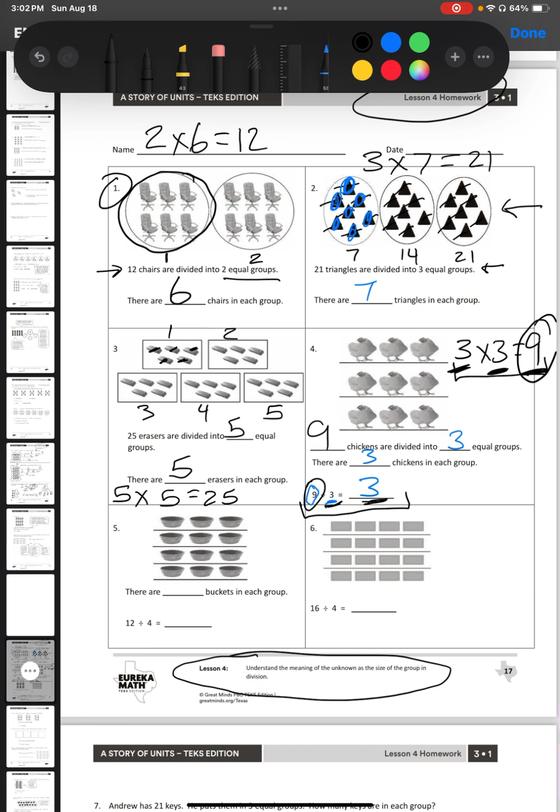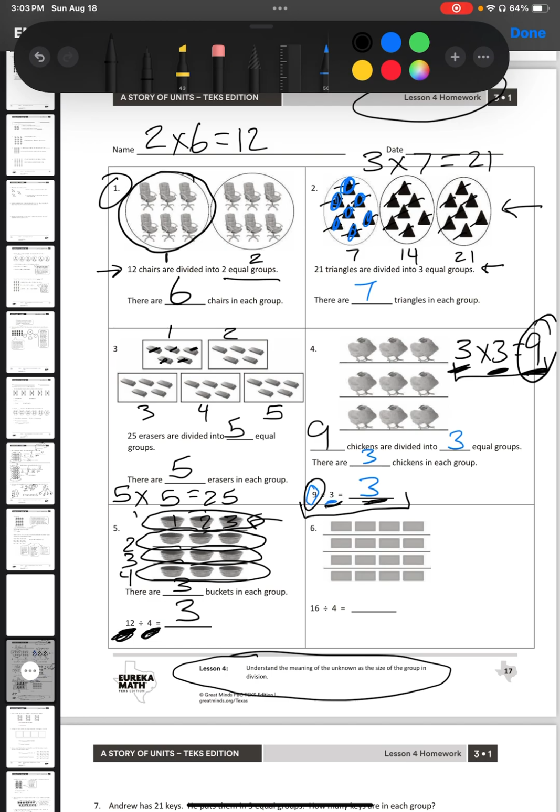Problem 5, another array. There are blank buckets in each group. Remember, our groups go side to side in an array. So we're looking at 1, 2, 3 buckets in each group. There's 12 total buckets, and we could count that to see that that was true. Divided into 4 groups. Let's look at those 4 groups. Here's group 1, group 2, group 3, group 4. We've just taken these buckets and put them into nice rows and columns to organize the information for us. 12 buckets in 4 equal groups equals 3 buckets per group, and we can see that. We counted it on this top row here.